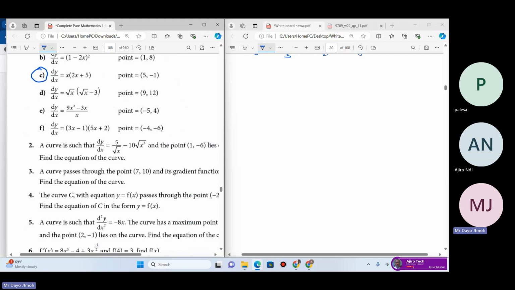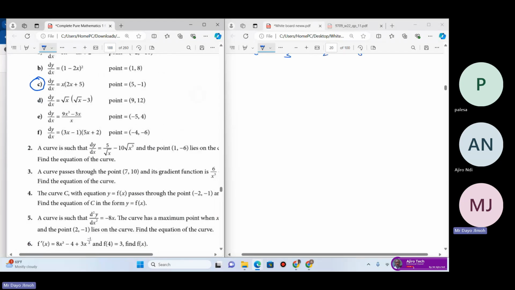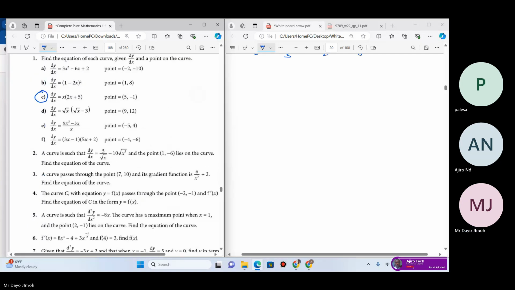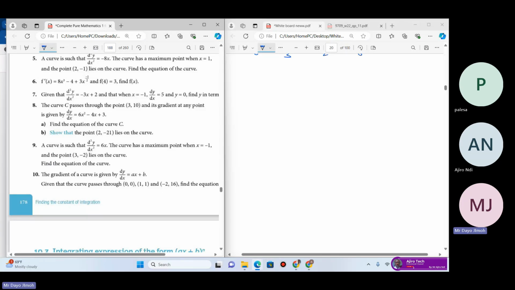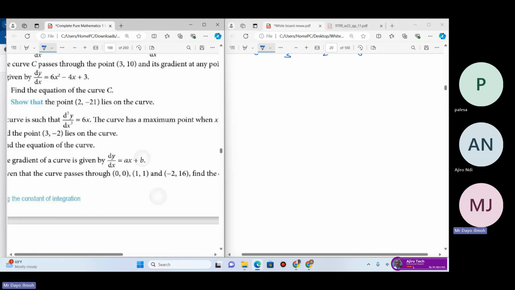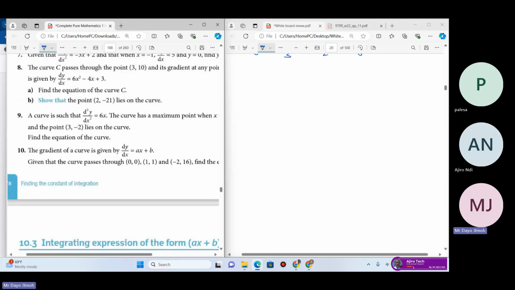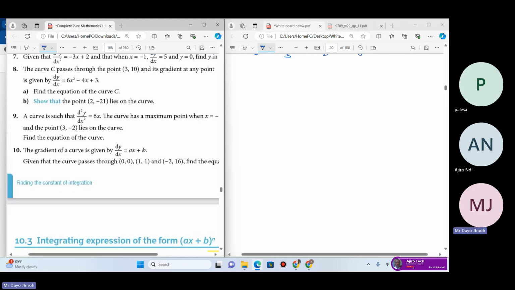Let us look at this. Any questions can look like this number 10. Can you see this number 10? Yes. It's a curve that is passing through three points, right? Yes. And then the derivative has no number, just ax plus b. How do you solve this? Can you give it a try? Yes, sir. Make an attempt first. Let me see what you're going to do.